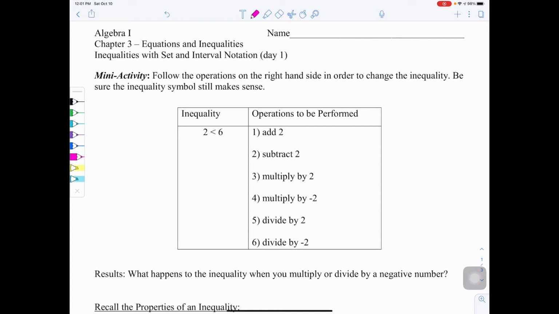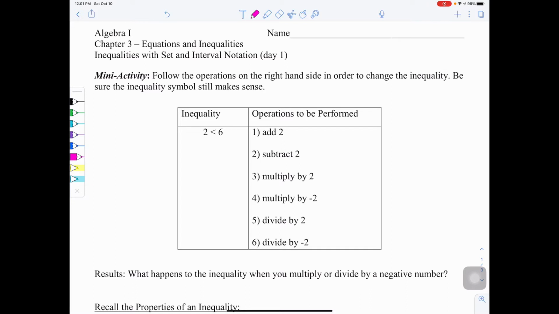Our next lesson is called Inequalities with Set and Interval Notation Day 1. First, you're going to complete a mini activity. Follow the operations on the right-hand side in order to change the inequality. Be sure the inequality symbol still makes sense. When you're done completing the table, you're going to answer the question under results. What happens to the inequality when you multiply or divide by a negative number? So please pause the video and then resume when you are ready to go over the answers.